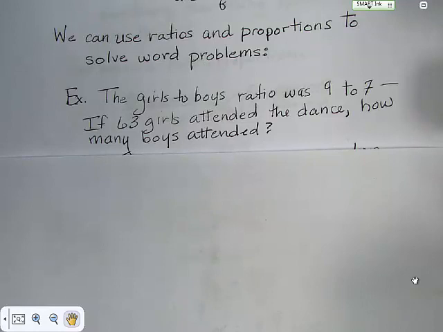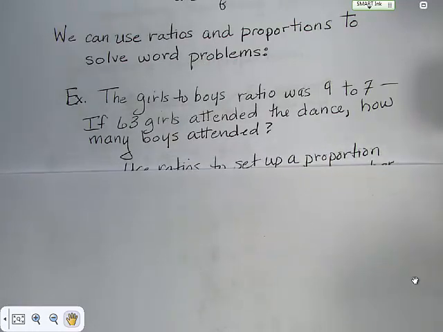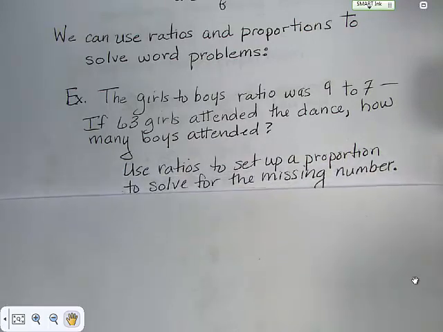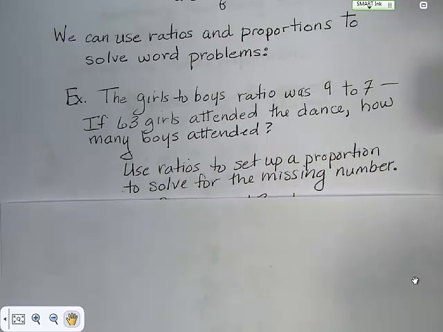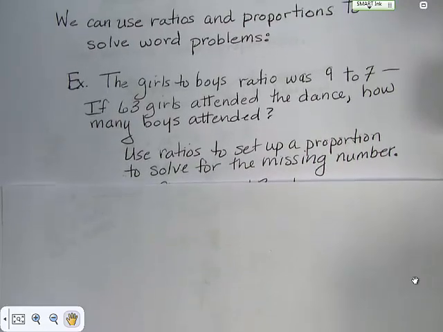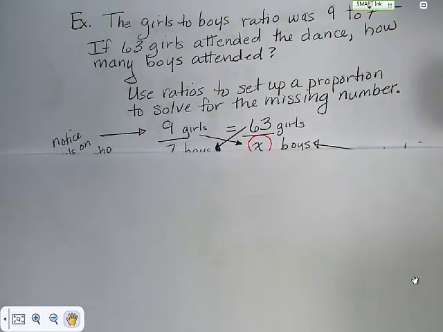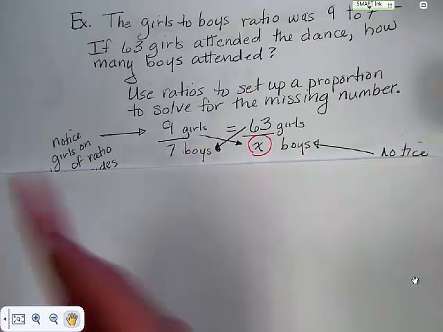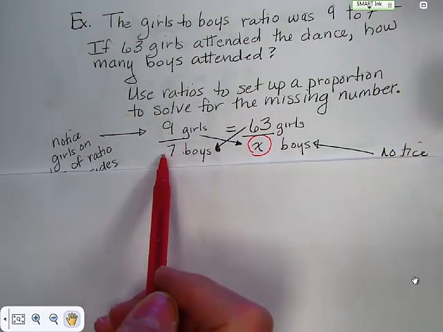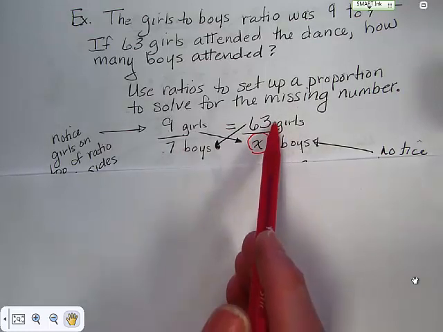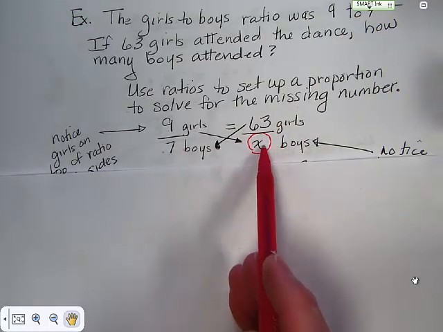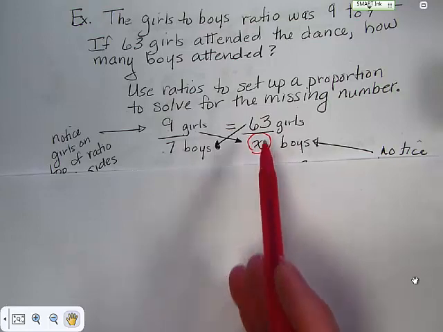Now you'll notice when you look at this that there is no total number given. So we can't just subtract and figure out the number that we're missing. So we would have to use ratios to set up a proportion to solve for the missing number, which is of course the number of boys who attended. The ratio looks like this: 9 girls to 7 boys equals 63 girls, which we know, to x boys. X meaning we don't know how many boys.